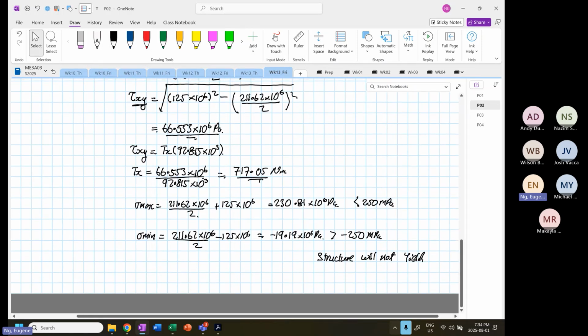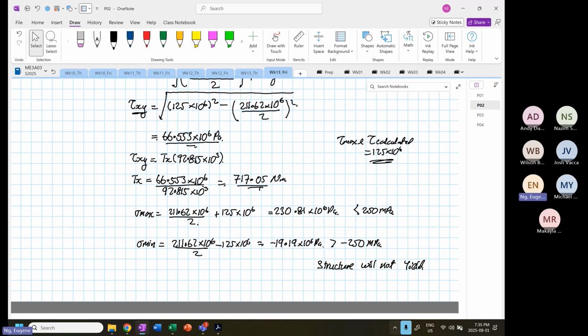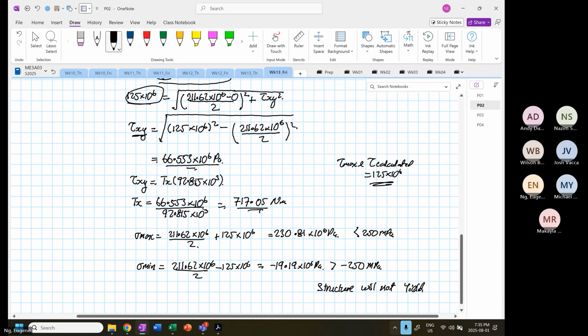We know that the shear max and the shear calculated is equal to what? Because this is the value that we use. So this is for question number 6.